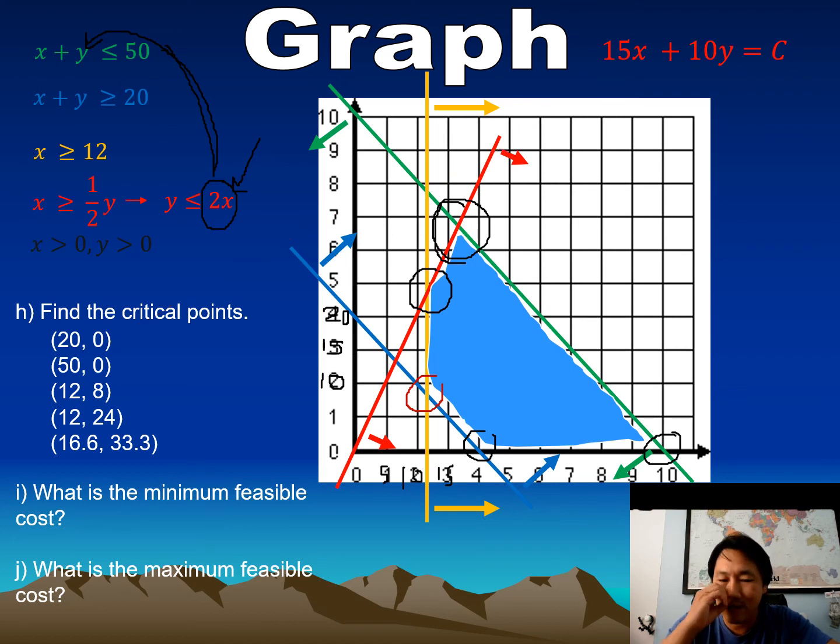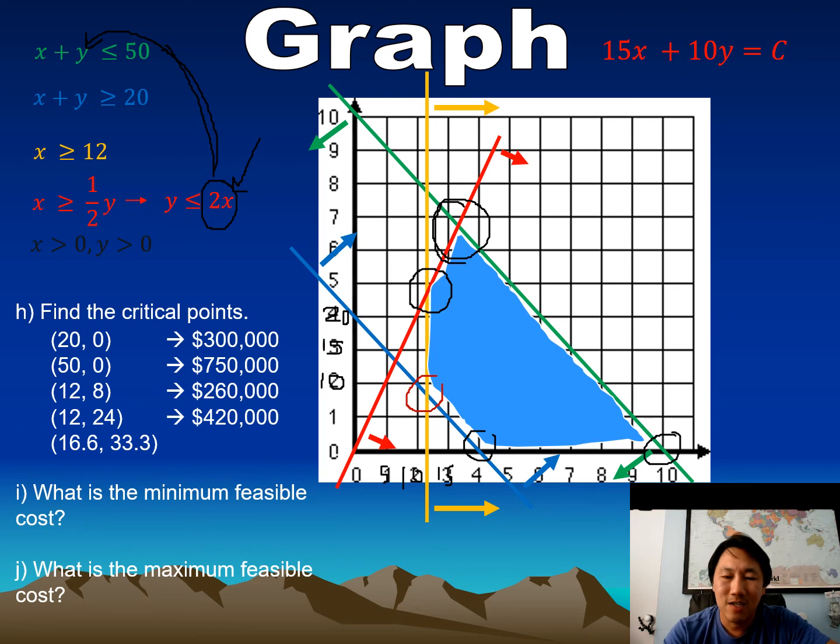If I plug in 20 for x and 0 for y, I should get $300,000. If I plug in 50, 0, we get 750,000. Plug in 12, 8, 260,000. Plug in the next one, 420,000. And plug in that last decimal one, you should get about 582,000. All right, so all of that are the restrictions for hiring teachers and aides.